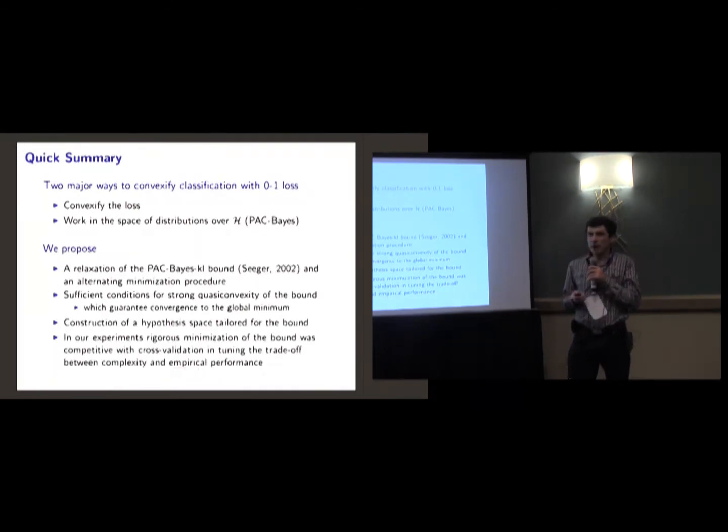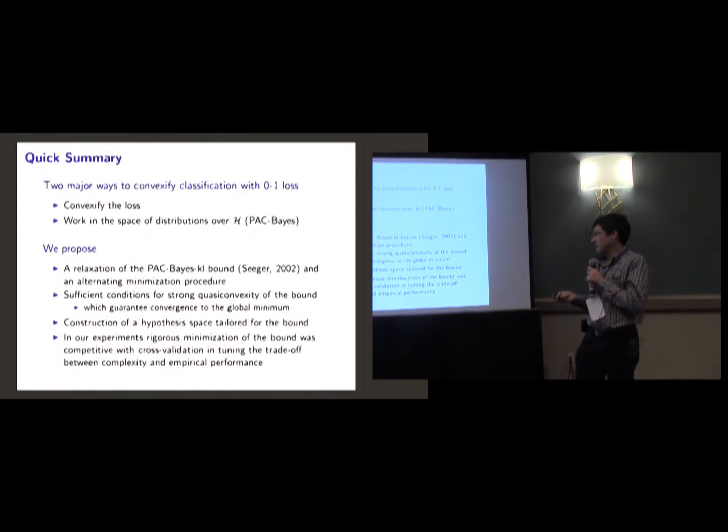And what I will tell you about in this talk: we propose a relaxation of the PAC-Bayes-kl bound by Seeger, and an alternating minimization procedure for this bound. And we provide sufficient conditions for strong quasi-convexity of the bound. And when the bound is strongly quasi-convex, this alternating minimization is guaranteed to converge to the global minimum of the bound.